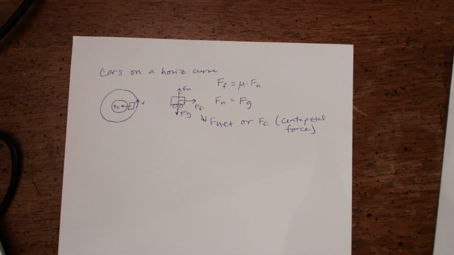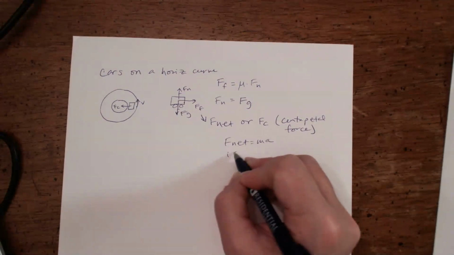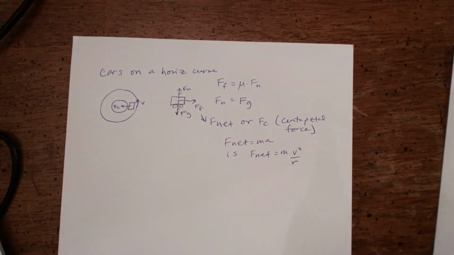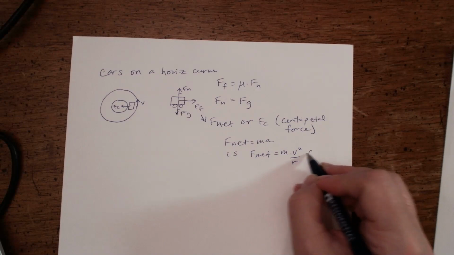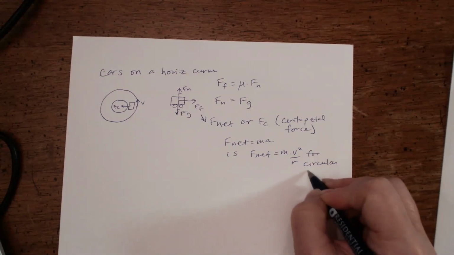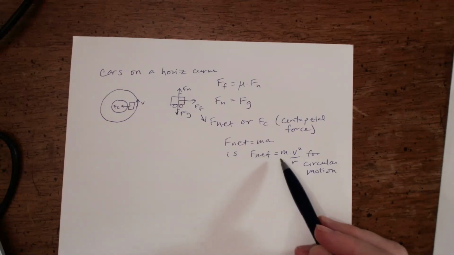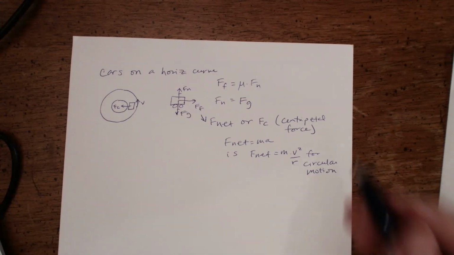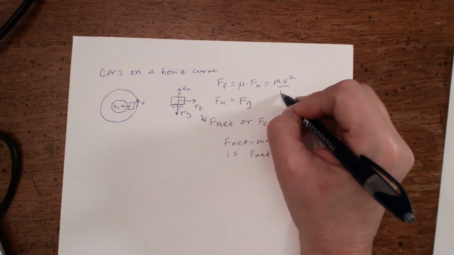So when we're thinking about circular motion, our F net equals ma is F net equals m times v squared over r, because our acceleration is v squared over r. So our F net, the vector sum of our forces, is equal to mass times velocity squared divided by radius when we're talking about circular motion. So here you can also say that this is equal to mv squared over r.